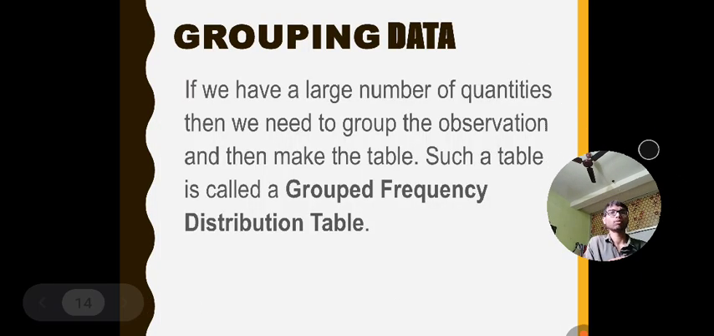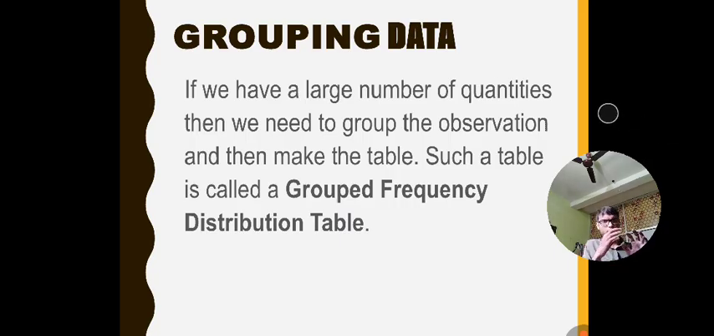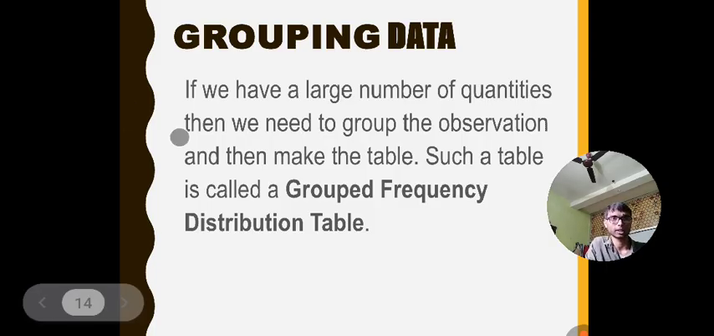Grouping data: if we have a large number of quantities, then we need to group the observations and then make a table. Such a table is called a grouped frequency distribution. It will help when you have a lot of quantities, so this will be useful for you. Let's see how it looks.